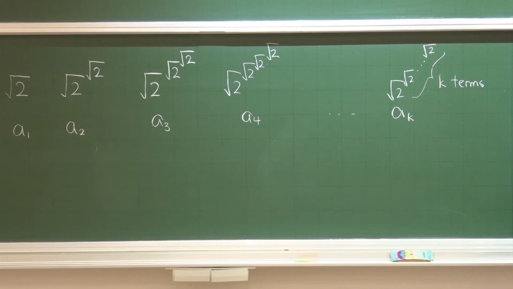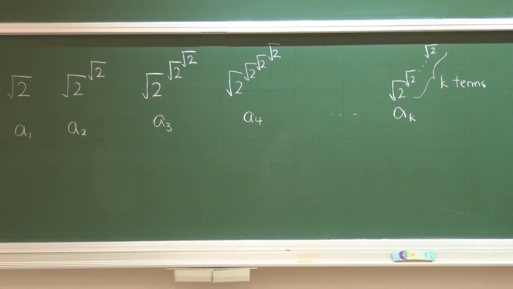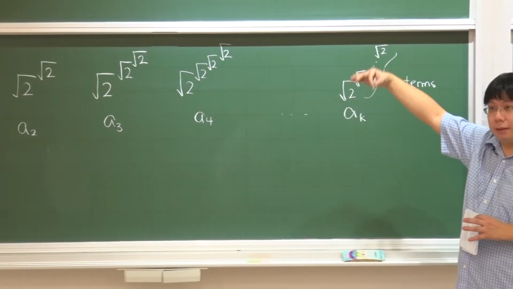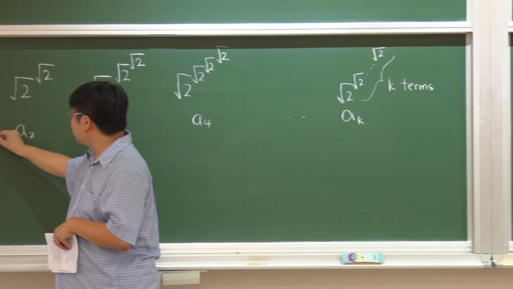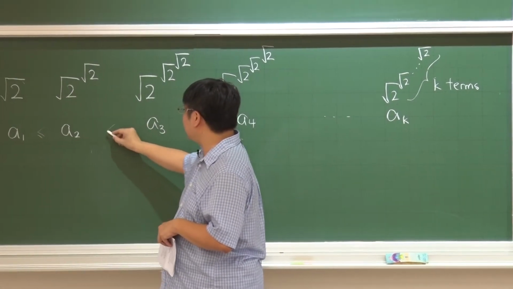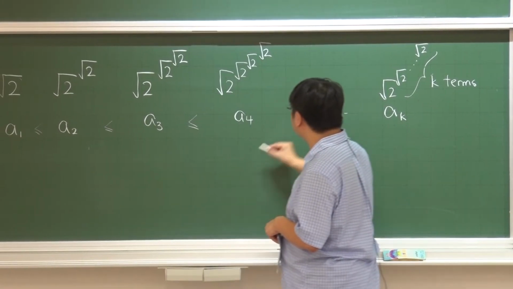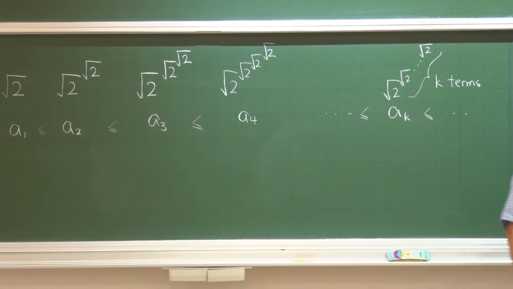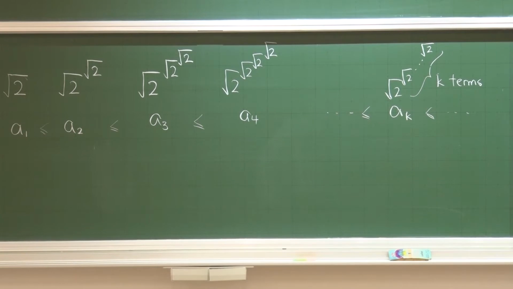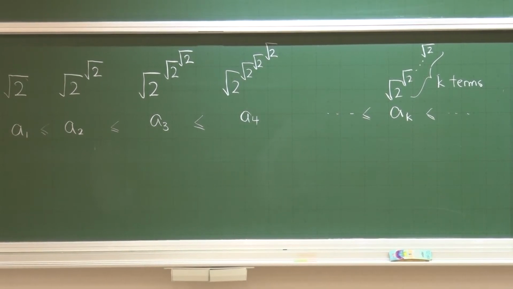So I'm claiming that this sequence is increasing in value. So I'm claiming that A1 is less than or equal to A2, A2 is less than or equal to A3, A3 is less than or equal to A4, and so on and so forth. Okay? If I want to show this, how can we show that this one is increasing?